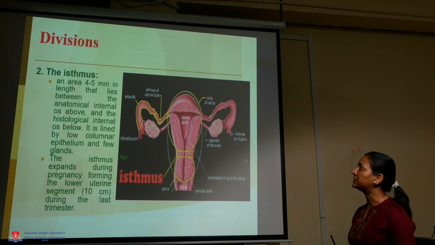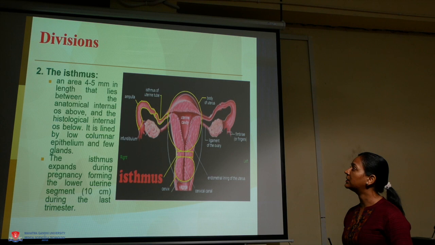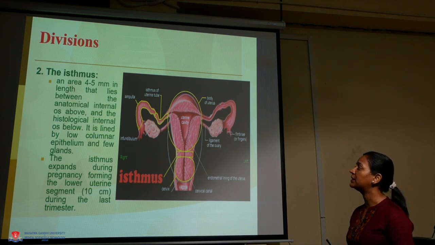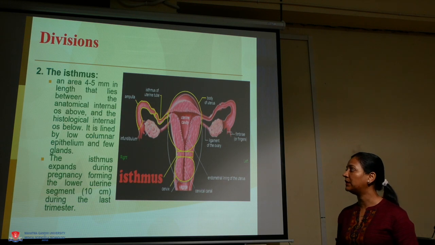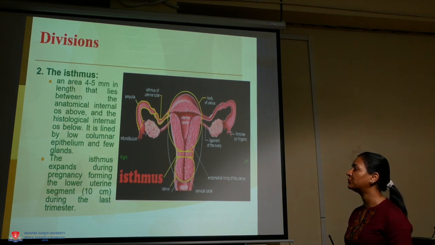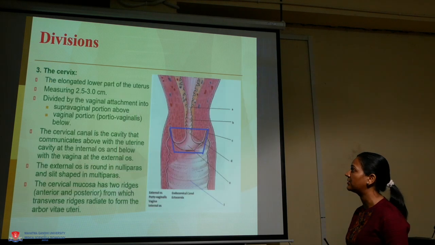Then comes the isthmus. The isthmus is an area 4 to 5 mm in length that lies between the anatomical internal os above and the histological internal os below. It is lined by low columnar epithelium and few glands. The isthmus expands during pregnancy, forming the LUS, lower uterine segment, 10 cm during the last trimester.